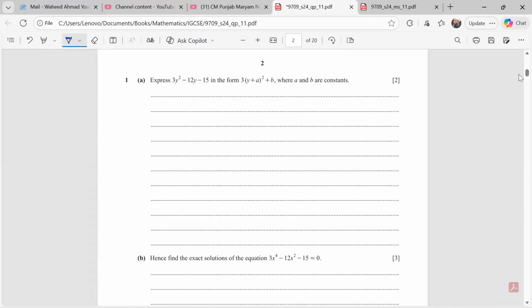Express this quadratic expression in this form. Okay, so no problem. We will take 3 common outside. Inside I have y square minus 4y minus 5, right? Now we'll try to complete the square of this one. So 3, this is y square. This 4y I can write as 2 times y times 2, because this will come minus 4y.